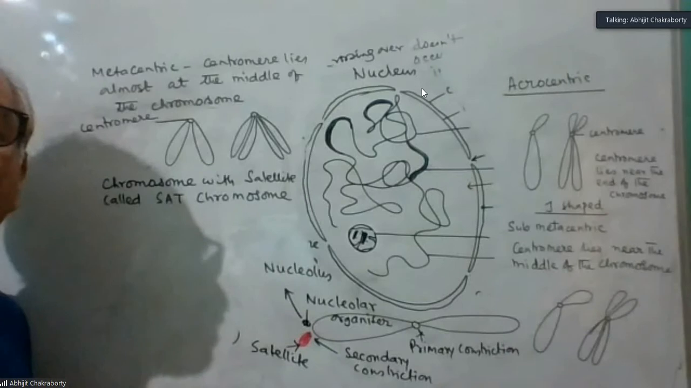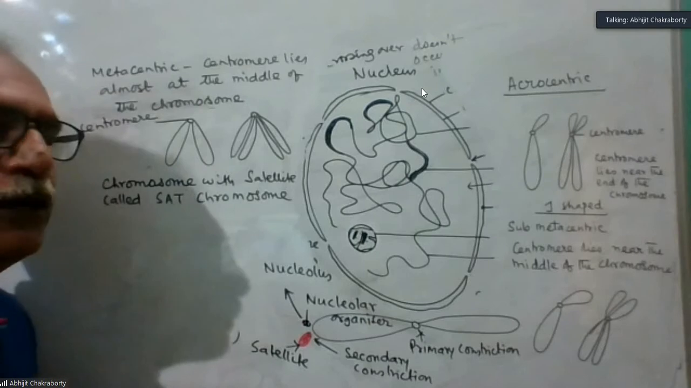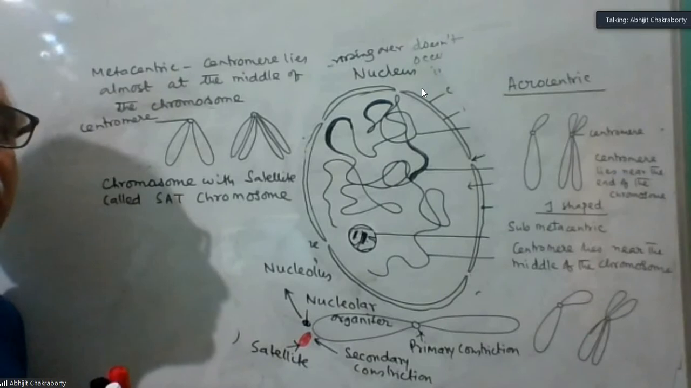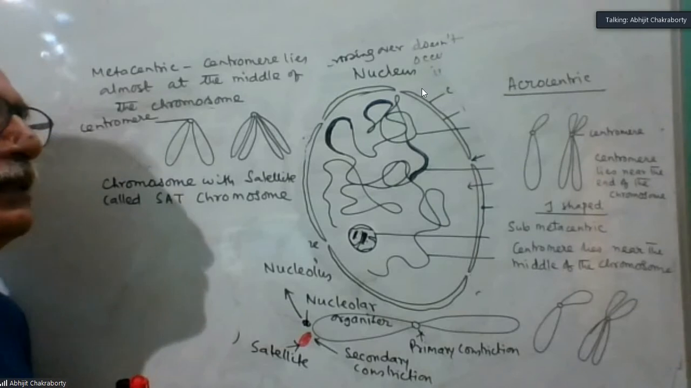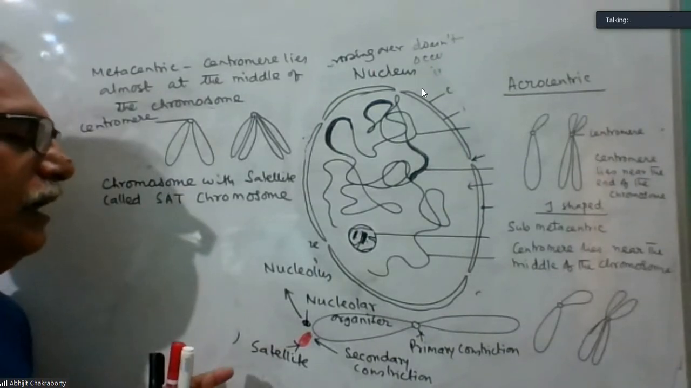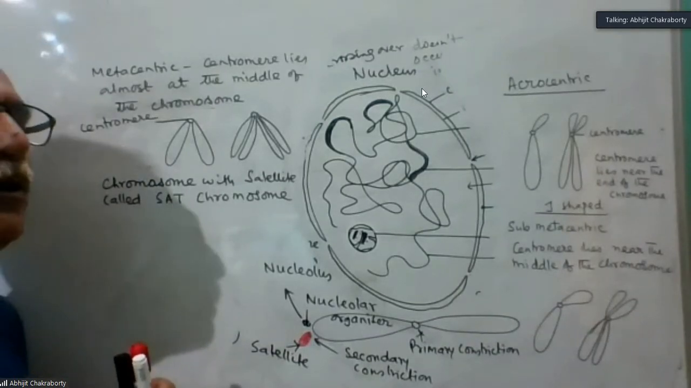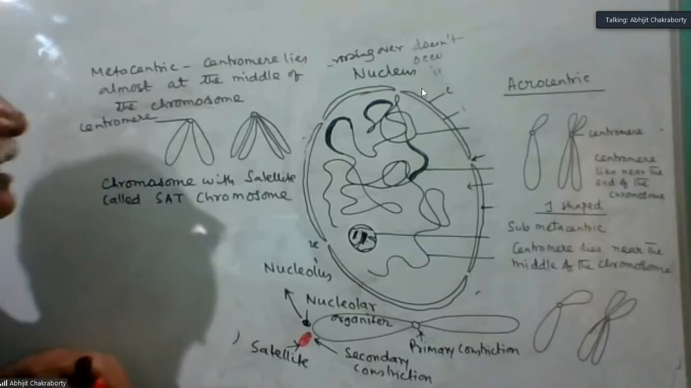A chromosome with satellite is called a SAT chromosome. What is a satellite? Beyond the secondary constriction region, a small chromatin part is found, made of repetitive DNA, called satellite. Are you getting me? In the secondary constriction region of a chromosome, a small chromatin part is present, made of repetitive DNA, called satellite. And a chromosome with satellite is called a SAT chromosome.